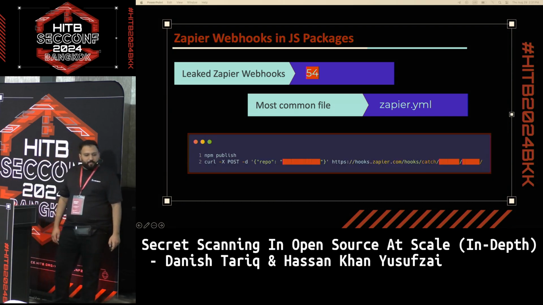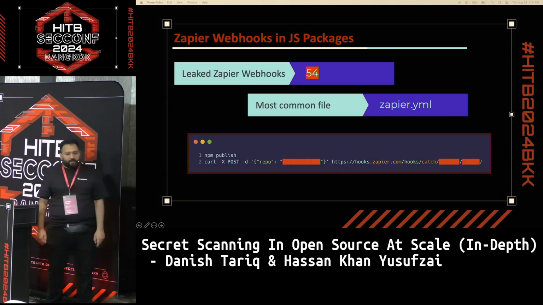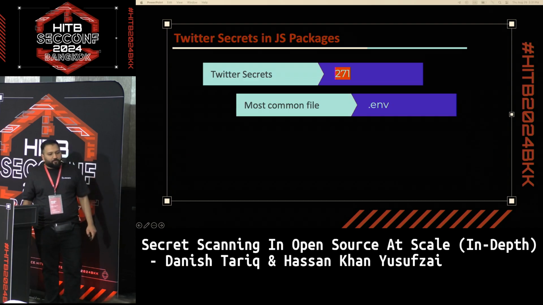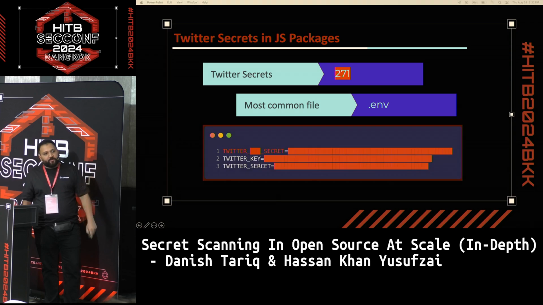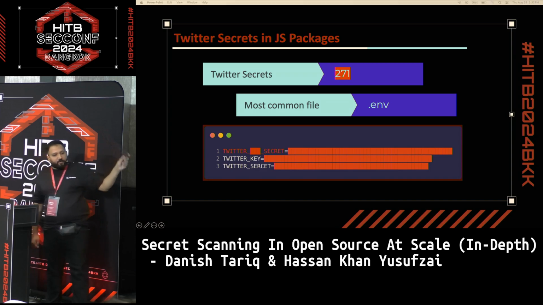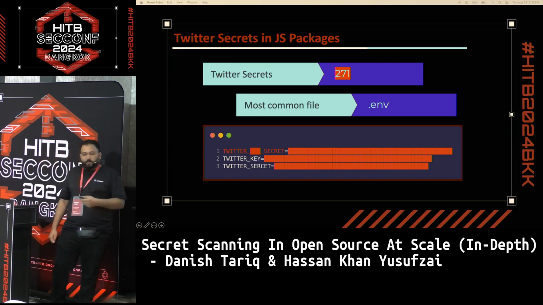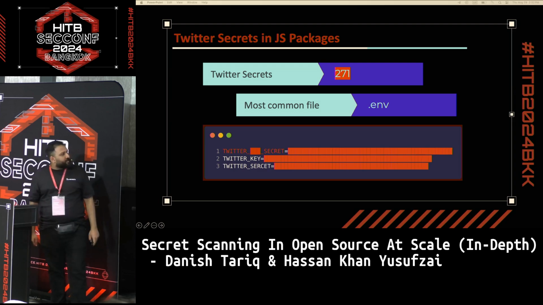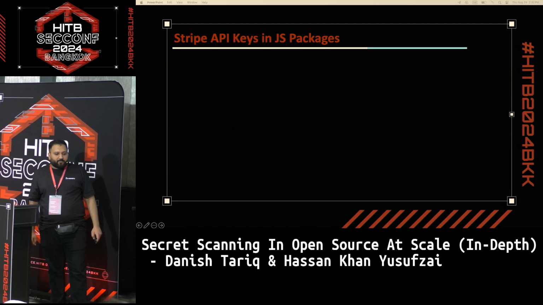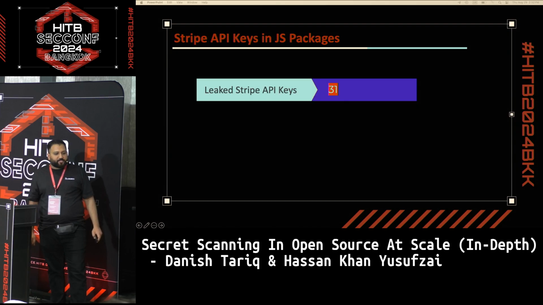Zapier were there. The most common file was zapier.yaml, and this is one of the code snippets that we got from NPM. Twitter secrets were there. The most common file for the Twitter secrets was .env. The leakages that I'm talking about were mostly in the JS packages because WordPress was already covered by Hassan. And then Telegram as well, some of the numbers, some of the common files.